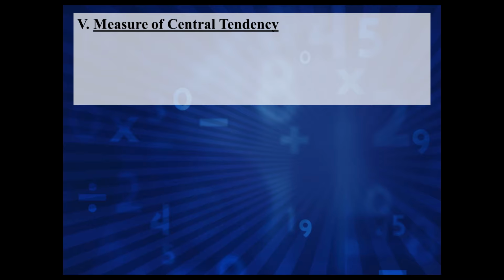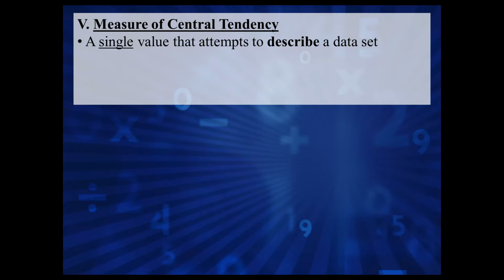All right, so what exactly is a measure of central tendency? A measure of central tendency is a single value that attempts to describe a data set. Well, what could that single value be? It turns out that we've already talked about different things that could be a measure of central tendency. A measure of central tendency could be the mean, it could be the median, or it could be the mode.